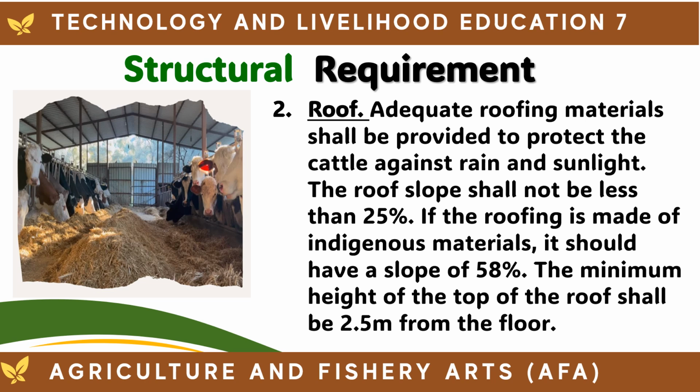The roof. Adequate roofing materials shall be provided to protect the cattle against rain and sunlight. The roof slope shall not be less than 25%. If the roofing is made of indigenous materials, it should have a slope of 58%. The minimum height of the top of the roof shall be 2.5 m from the floor.